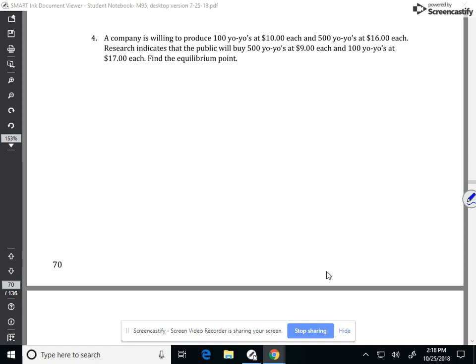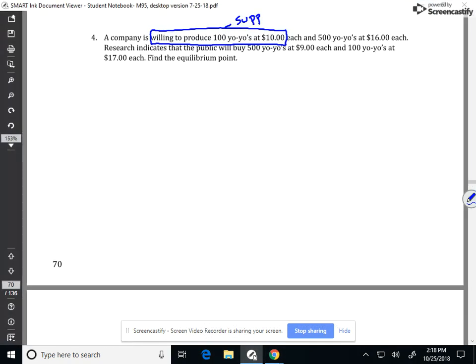So a company is willing to produce 100 yo-yos at $10 each. Okay, so when it says it's willing to produce, this tells me that they are willing to supply 100 yo-yos at $10 each and 500 yo-yos at $16 each. Again, this is another idea of supply.